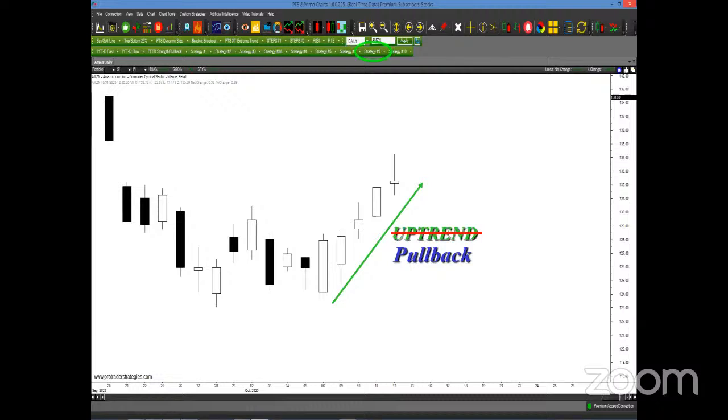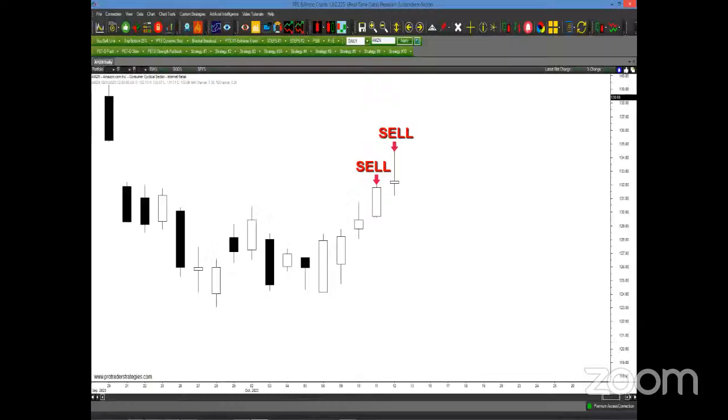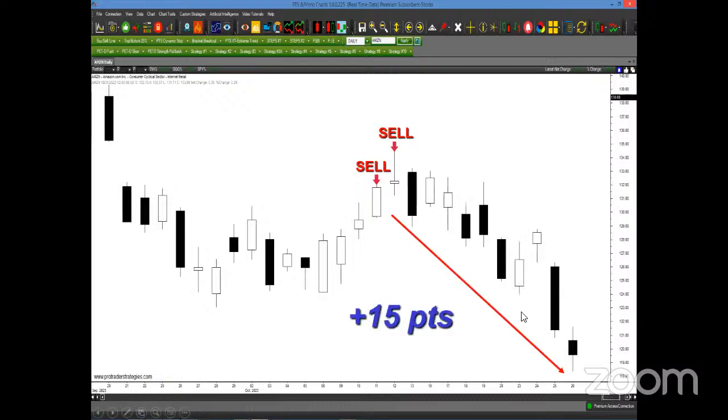Click on strategy number 9. In the drop-down menu, click on signal arrow. And you have a mini cluster of sell signals right at the top of that so-called uptrend, which is really a pullback. And guess what? If you had bought anywhere around here, you would have most likely lost money, because phase 3 immediately kicked in and you could have potentially made 15 points as opposed to potentially losing 15 points.